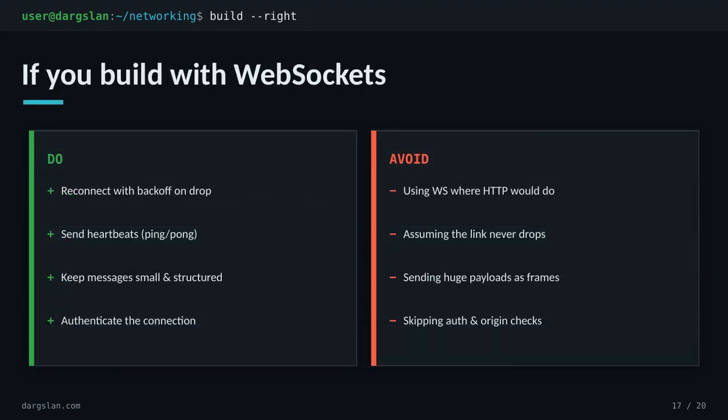So if you do decide to build with WebSockets, here are the habits that pay off. On the do side, reconnect with a backoff when the link drops. Send little ping-pong heartbeats so you notice dead connections early. Keep your messages small and well-structured, and always authenticate the socket. Don't trust it just because it's open. And on the avoid side, don't reach for WebSockets when a plain HTTP request would do. Don't assume the pipe stays up forever. Don't stuff huge payloads into a single frame, and never skip auth or origin checks.